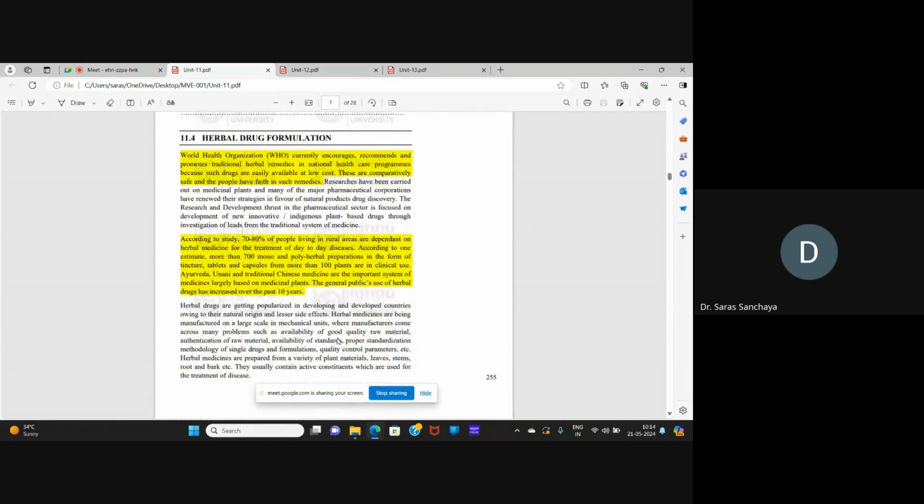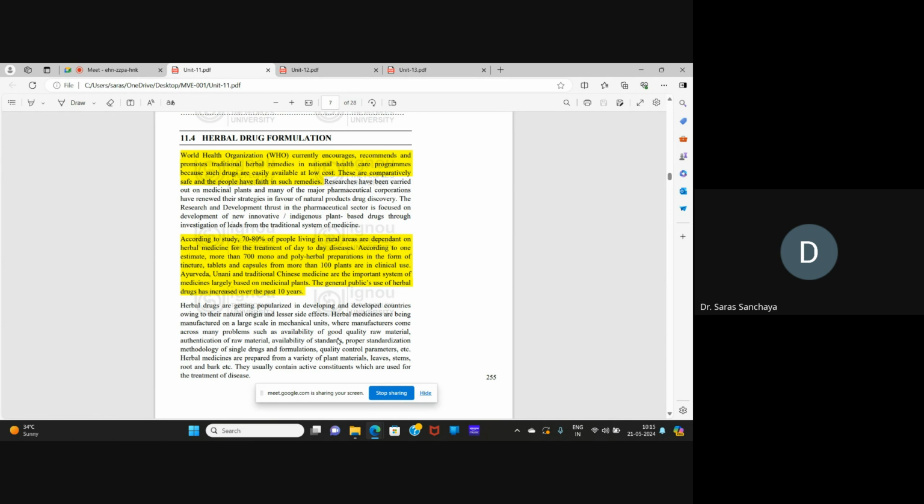Then herbal drug formulations. The World Health Organization currently encourages, recommends, and promotes traditional herbal remedies in national healthcare programs because such drugs are easily available at low cost. These are comparatively safe, and the people have faith in such remedies of herbal drug formulation. According to studies, 70 to 80% of people living in rural areas are dependent on herbal medicine for the treatment of day to day diseases.